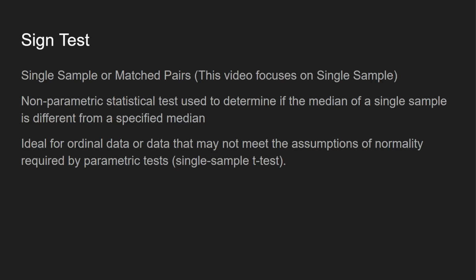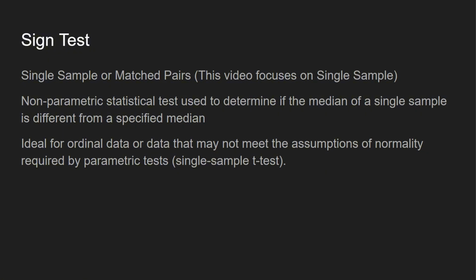All right, so info on the sign test, single sample. You can use a sign test for a single sample or matched pairs. This video focuses on single sample. If you want to watch matched pairs, I have another video for that, so check that out. Now, this is a non-parametric statistical test used to determine if the median of a single sample is different from a specified median. It's ideal for ordinal data or data that may not meet the assumptions of normality.